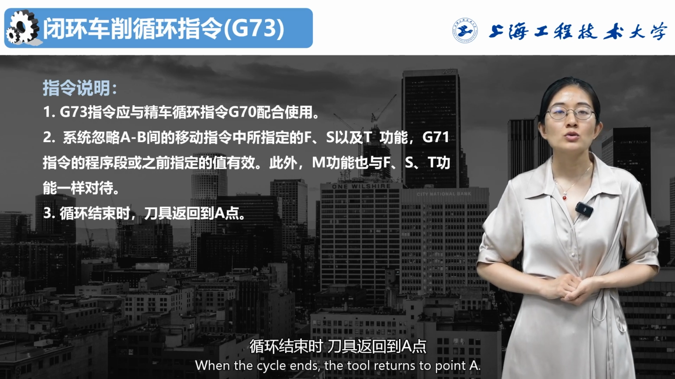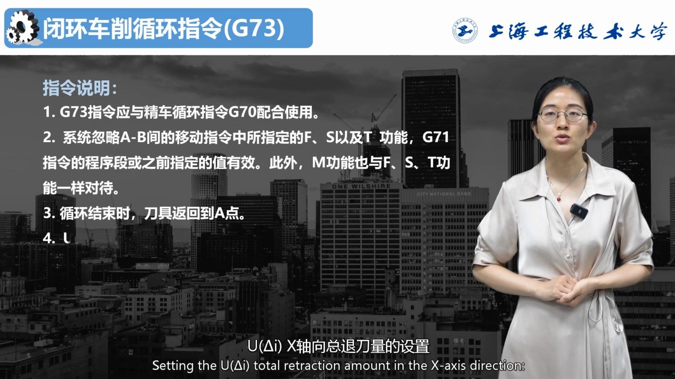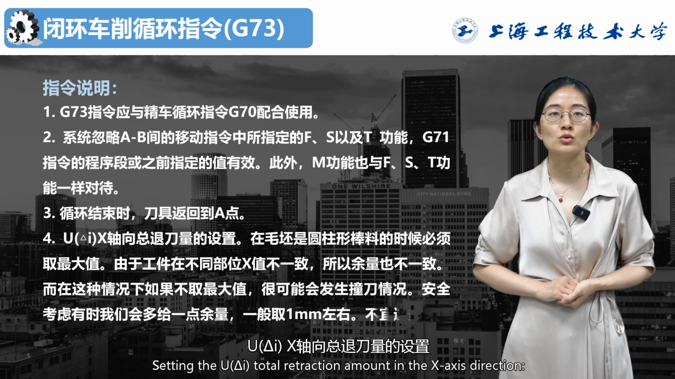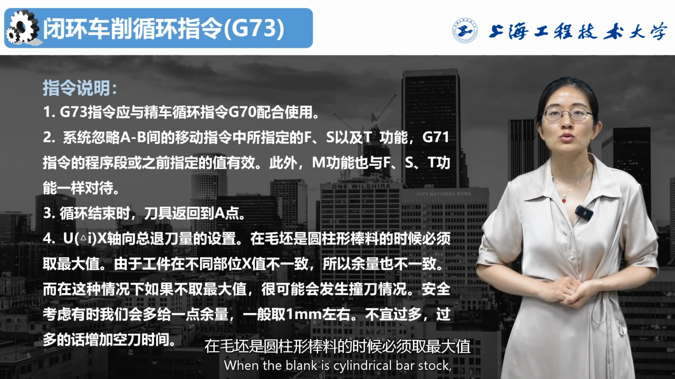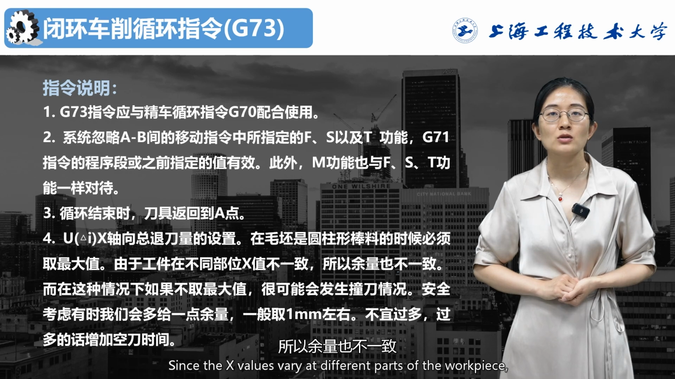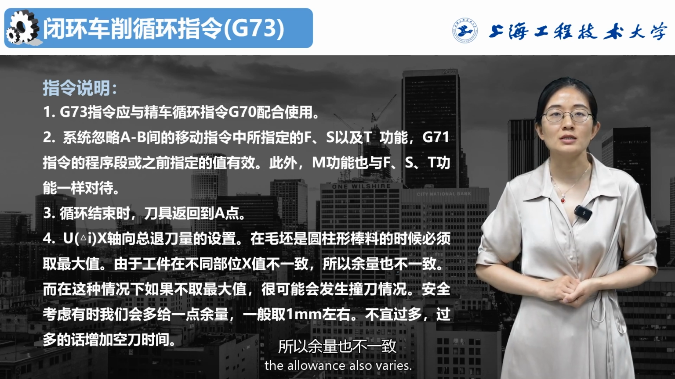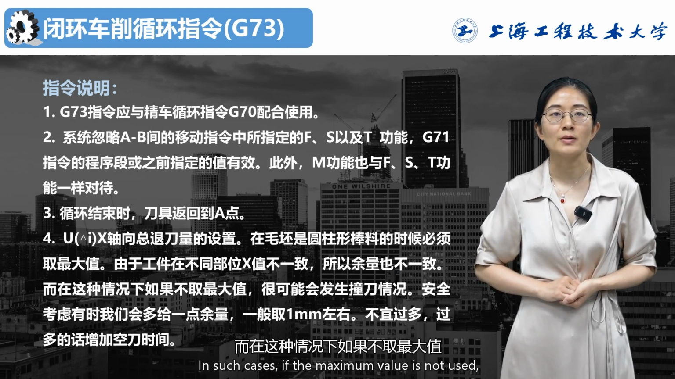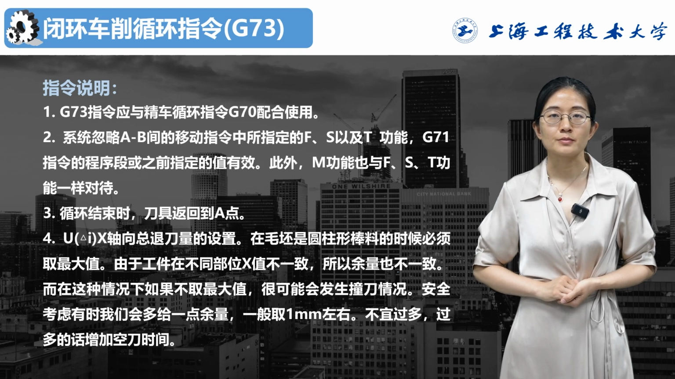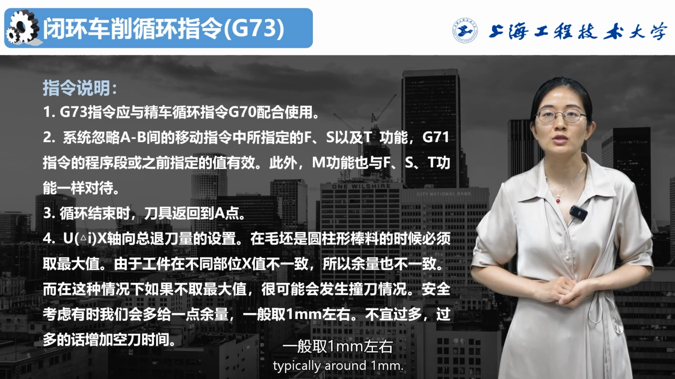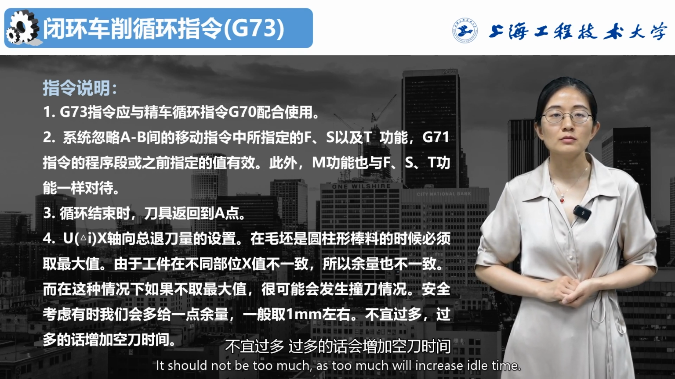When the cycle ends, the tool returns to point A, setting the U, triangle E, total retraction amount in the X-axis direction. When the blank is cylindrical bar stock, the maximum value must be taken. Since the X values vary at different parts of the workpiece, the allowance also varies. In such cases, if the maximum value is not used, a tool collision may occur. For safety, sometimes a bit more allowance is given, typically around 1 mm. It should not be too much, as too much will increase idle time.